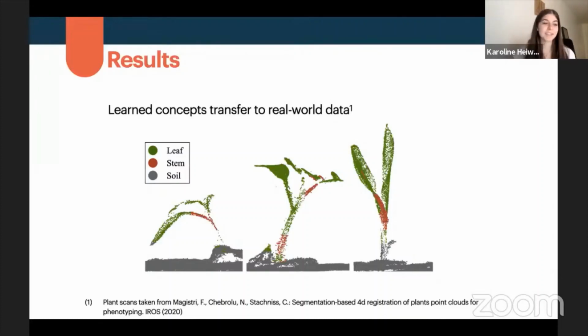So we think this suggests that the learned concepts about shape did transfer to the real world data, even when we consider that the data we're using here was recorded with a different sensor setup at a different scale and resolution. And we've even included a different species here, and yet the learned concepts hold up.